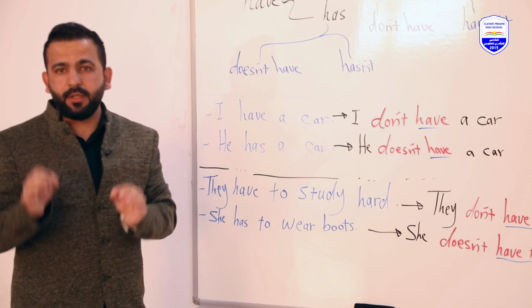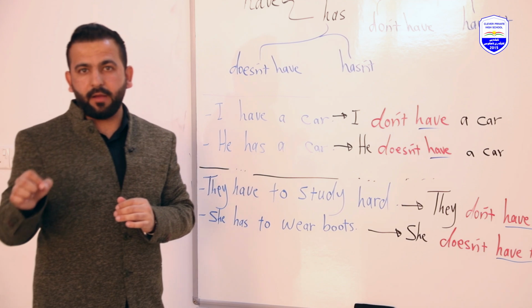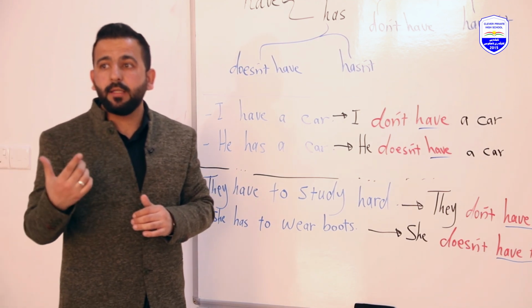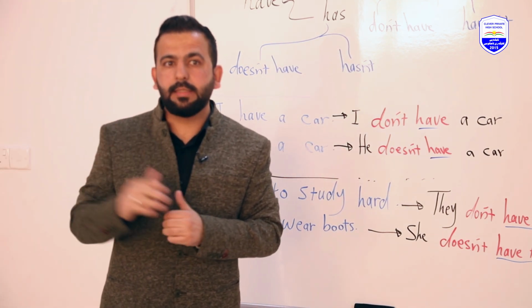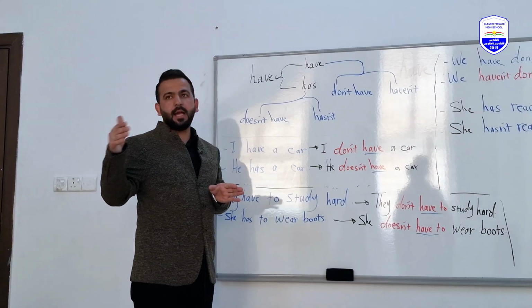Whenever you have has, if after has you have the third form of the verb, you can say hasn't. If you don't have the third form of the verb, that means you cannot say hasn't. You have to say he doesn't have. Not he doesn't has, but he doesn't have. Why? Because whenever you have the auxiliary do, we say doesn't have, don't have. We never use has with doesn't. So we say we don't have, he doesn't have.